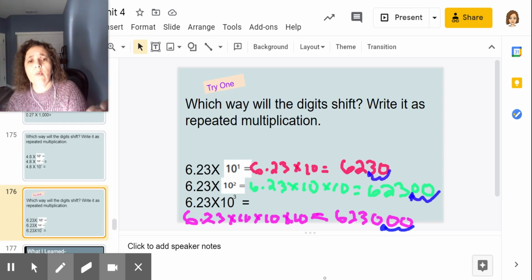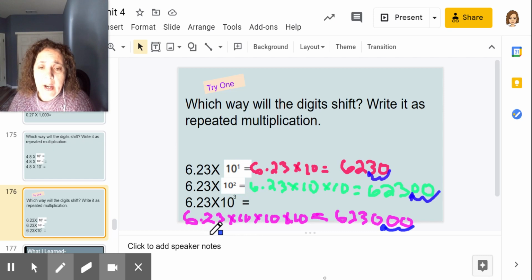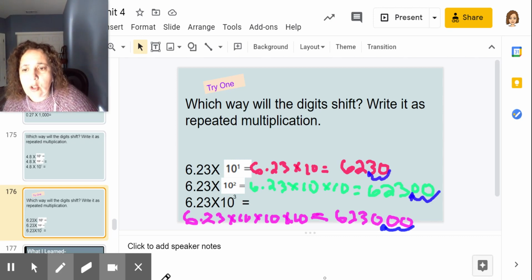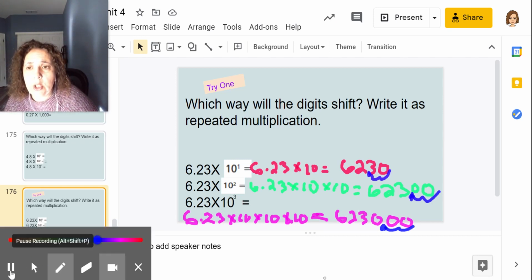And notice they're all shifting to which side? To the left, right? To the left. I'll write it up in just a minute. 6.23 times 10 to the third power tells me I have 10 times 10 times 10, three tens, which is the same thing as 6.23 times 1,000, which is, ignore the decimal, 623 times 1,000. So I put my 623 and I added three zeros, 1, 2, 3, and three shifts, it becomes 6,230. The last one had three shifts.